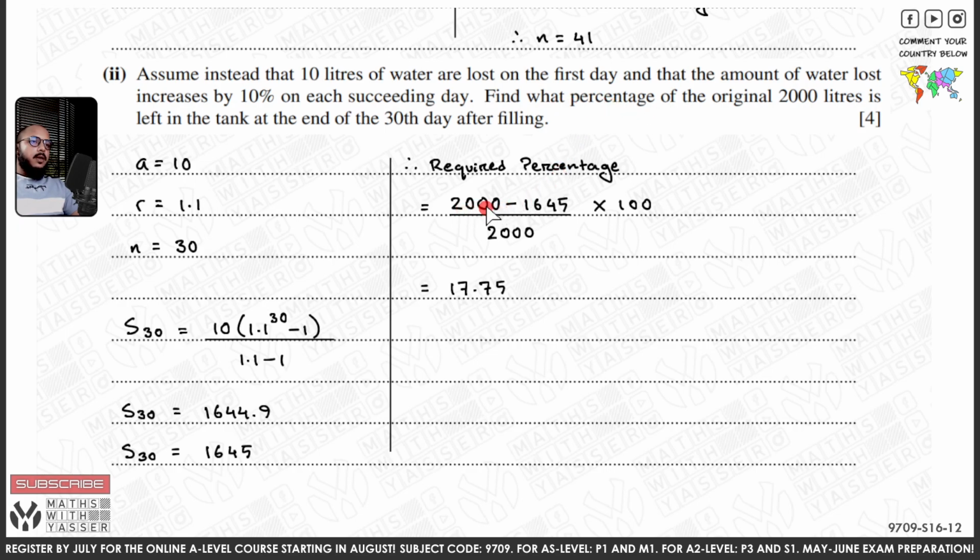So this was the amount that we had initially, minus this is what is gone, over what we had initially, times 100. That gives us 17.75. So this is the percentage which is left in the tank at the end of the 30th day.